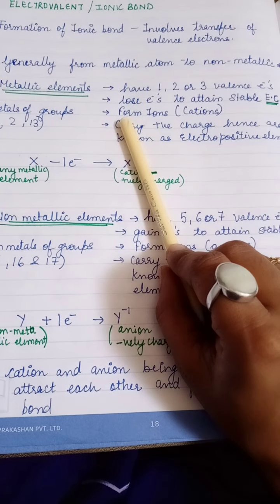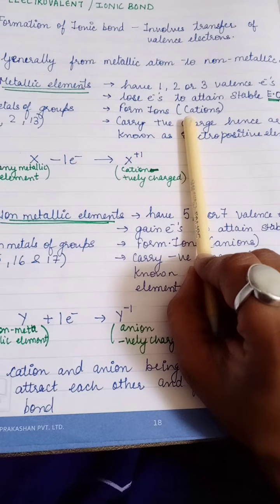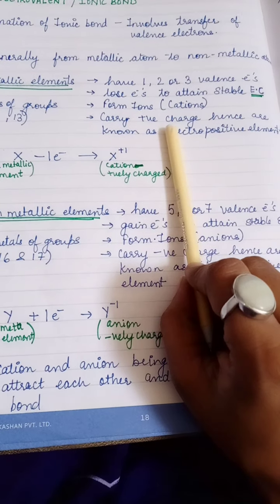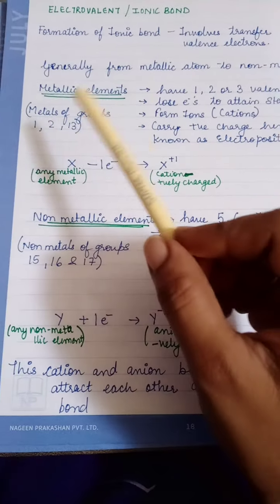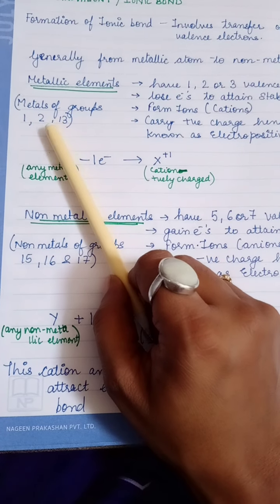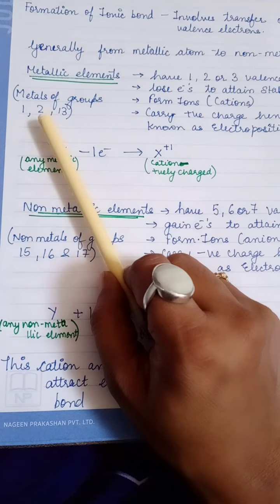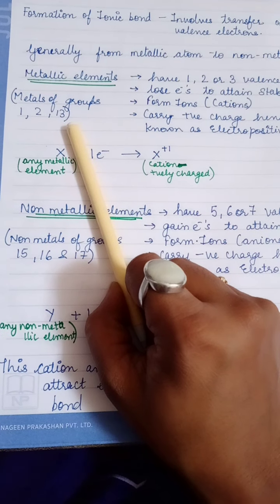They tend to lose electrons to attain a stable electronic configuration. After the loss of electrons, they form what? Ions, and these are cations, positively charged ions. Hence, they carry a positive charge and are known as electropositive elements. Now, which groups belong to the metals? Metals are group 1, group 2 and group 13 in your periodic table.